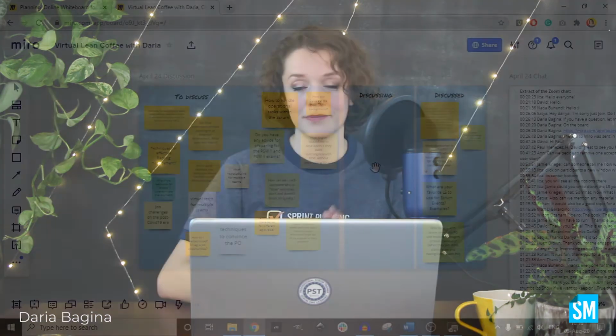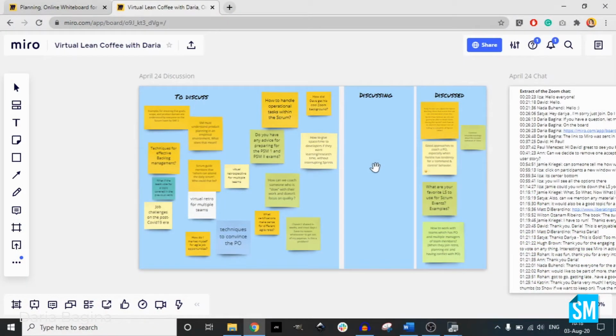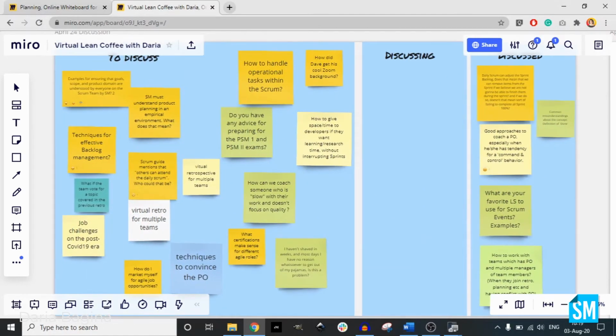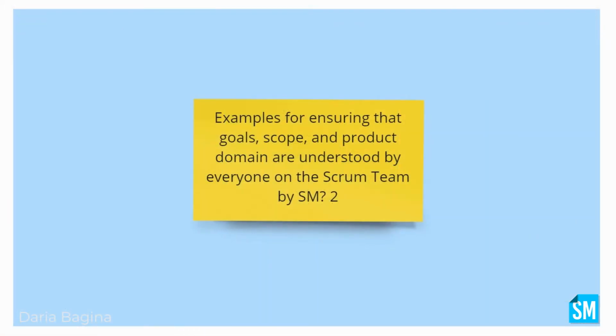What I'm going to do is go back to the virtual whiteboard that we used and look at some of the questions that are still sitting in the to discuss column. Here's the whiteboard from our first virtual Lean Coffee. As you can see, we were only able to go through 5 questions here on the right. Let's go back to the to discuss column and see what question I can answer today. Here you go: examples for ensuring that goals, scope, and product domain are understood by everyone on the Scrum team by the Scrum Master.